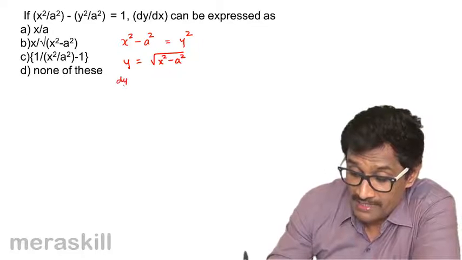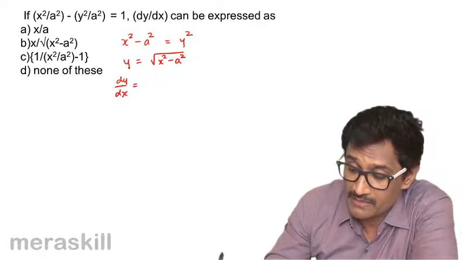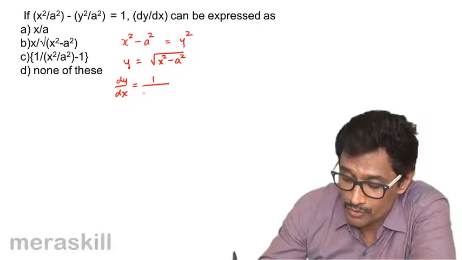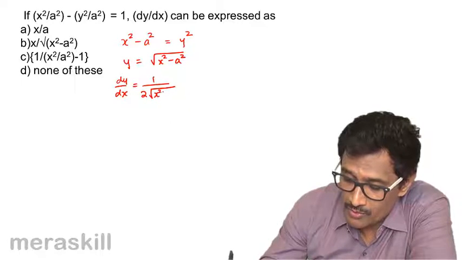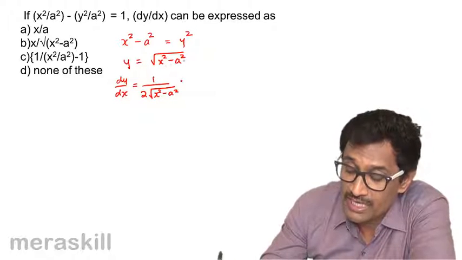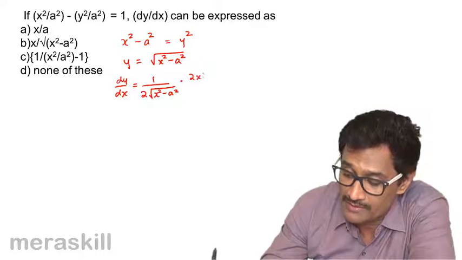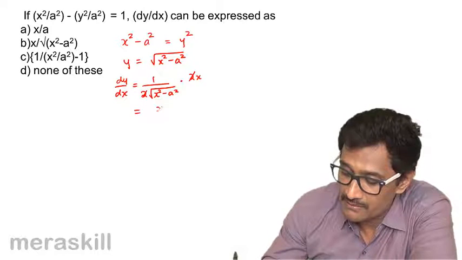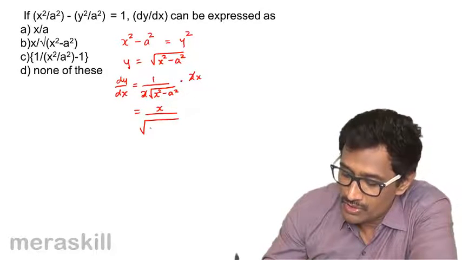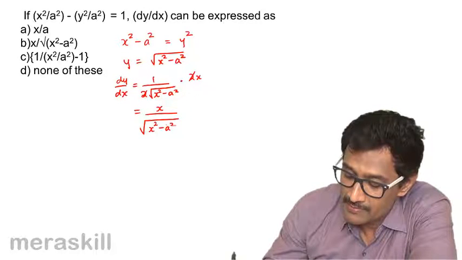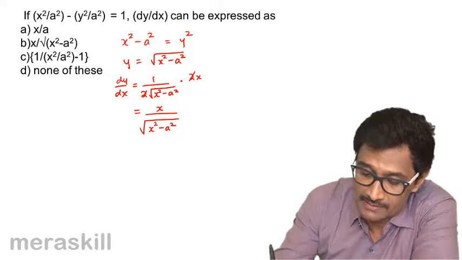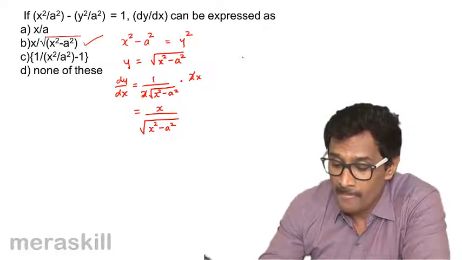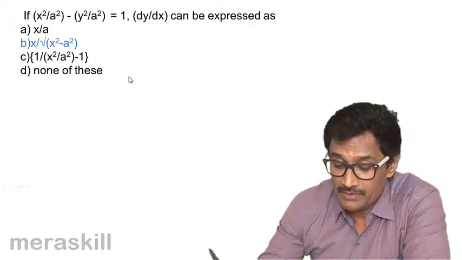In that case dy by dx, if you remember, take this as u. This is root u, u raised to half, which gives 1 upon 2 root u. So 2 root x squared minus a squared, then into the derivative of this. The derivative of x squared is 2x, the derivative of minus a squared is 0. So 2 and 2 get cancelled. Ultimately it's x upon root x squared minus a squared. Do we have it here? Yes, we do have this here: x upon root x squared minus a squared. I'm sure you should be right.